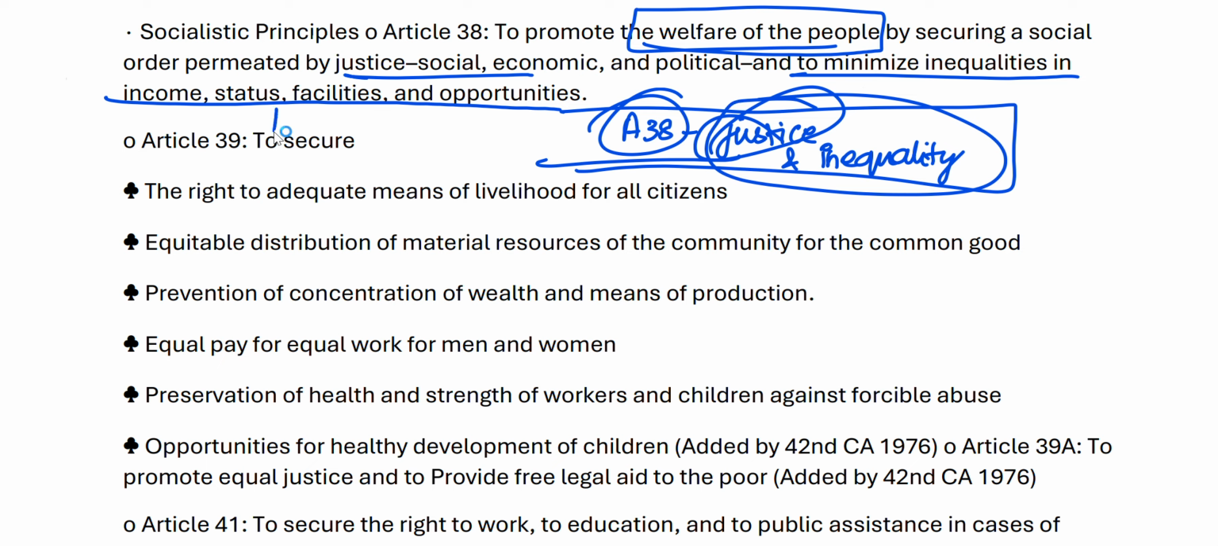So Article 36 is the definition of the state. Article 37 is to use the DPSPs in governance. Then Article 38 deals with justice, socio-economic and political, and minimizing inequalities.